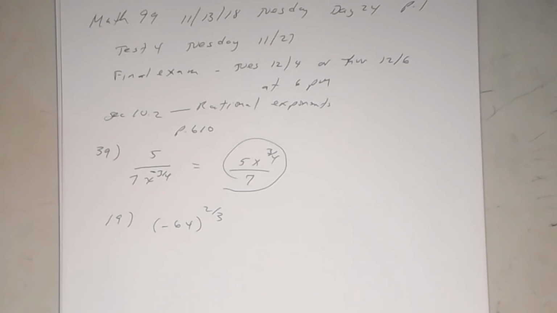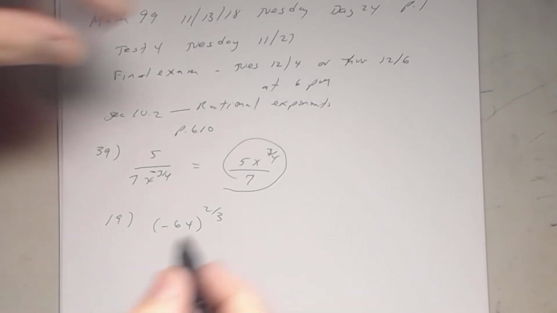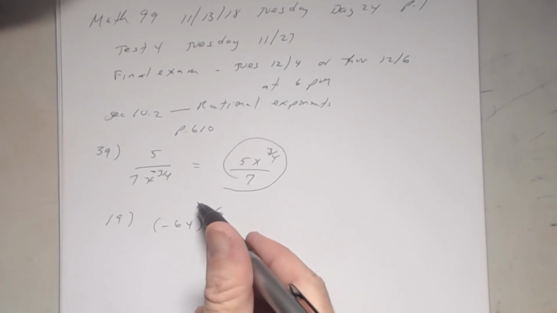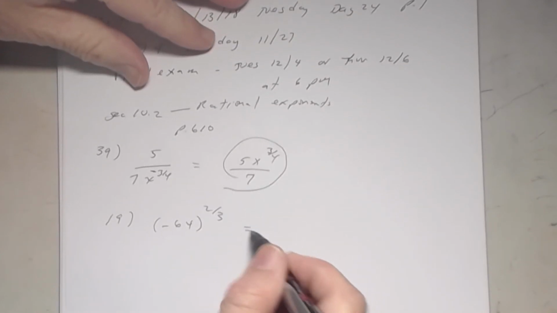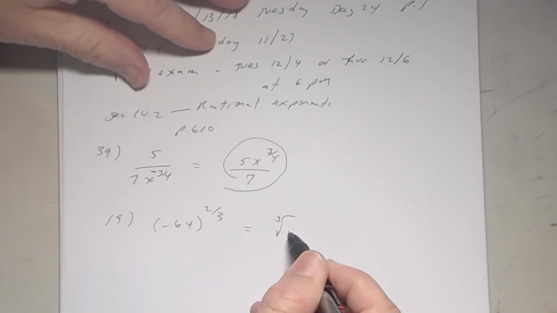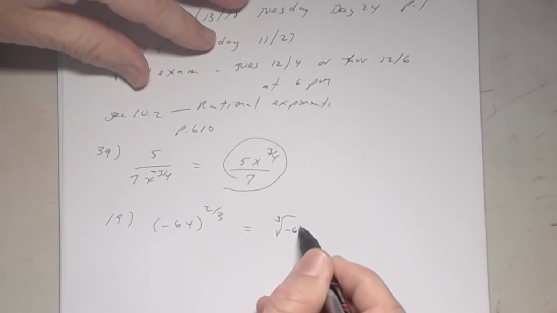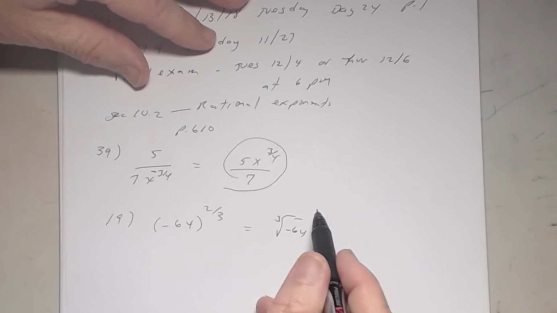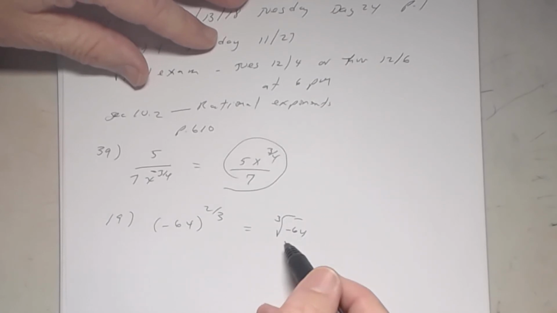The denominator is your index. The numerator is your power. So this is going to be the cube root of negative 64. And where do I put that power? It doesn't matter. You can put it inside the radical or outside. It's usually best if you put it outside when simplified.